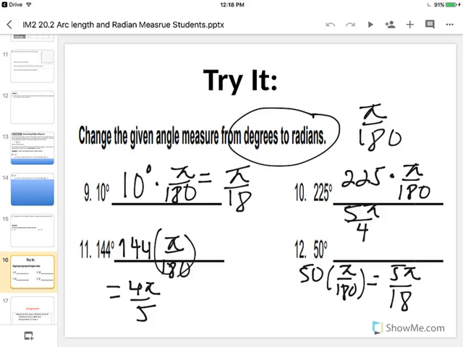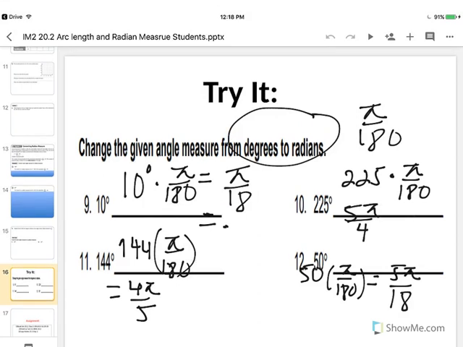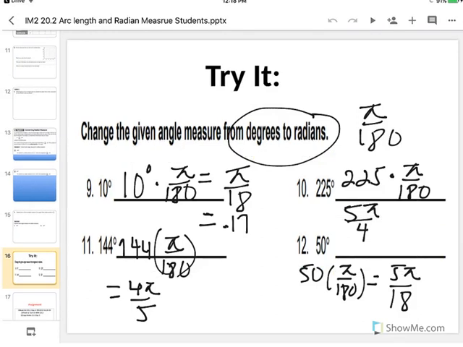Right, and then for each of these, if you want to, you can change it into a decimal by changing pi to 3.14. So this could be written as 1.74, right? And this is in terms of radian. So if you change it into a decimal, then you need to write RAD afterward to let your reader know that you have changed it into a radian, right? And if you leave it in terms of pi, then you do not need to write the word radian afterward.